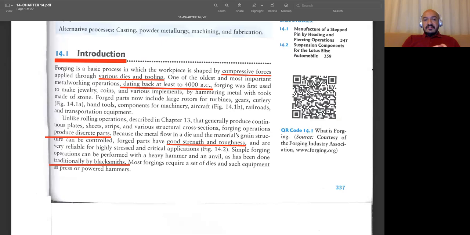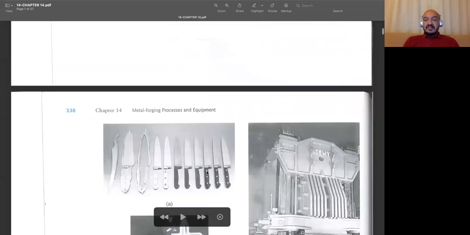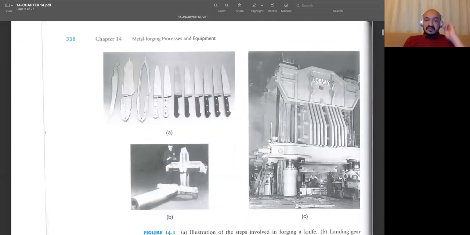The advantage of the forging process, as we will discuss, is that due to the arrangement of the grains, forged parts usually have better strength and toughness. That's why in the automobile industry, this process is highly utilized. Most parts like shafts, cams, and gears are manufactured with forging processes. The earliest and simplest type, open die forging, was done by blacksmiths in the earlier days.